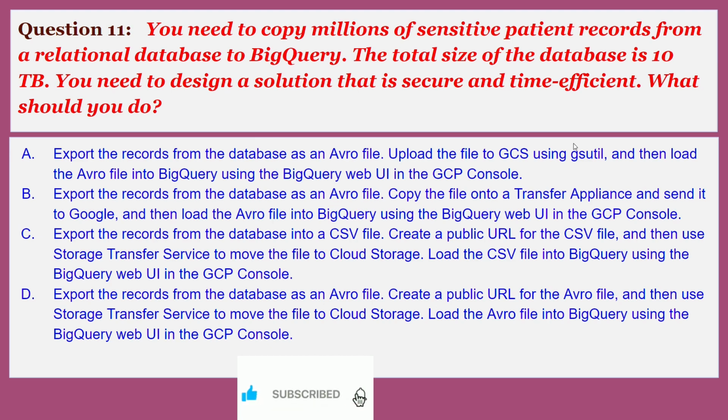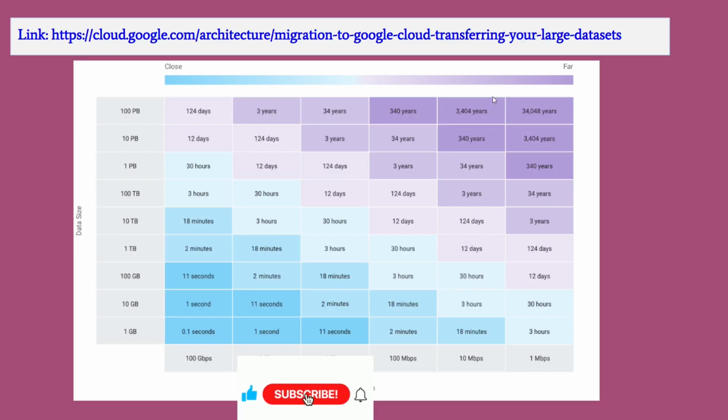Before going to options A and B, let's see a concept on data migration from on-prem to cloud. You can find this table in the above link. It is mainly based on data size and network bandwidth. The horizontal axis is the network bandwidth and the vertical axis is the data size. In our case, we have 10 TB of data, and assuming a network bandwidth of 1 Gbps, we can transfer the data from on-prem to the cloud within 30 hours. Suppose we have 10 Gbps of bandwidth, then within 3 hours we can transfer the data.